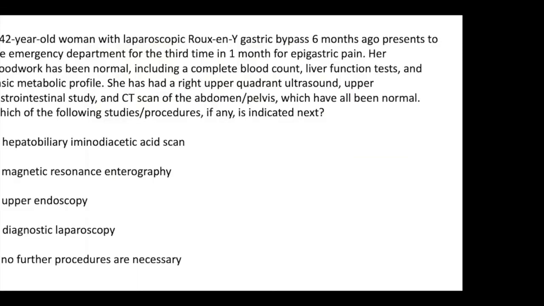All right. A 40-year-old woman, third time in 1 month of gastric pain. Blood work is normal, CT, ultrasound, GI, all very normal. Procedures next.